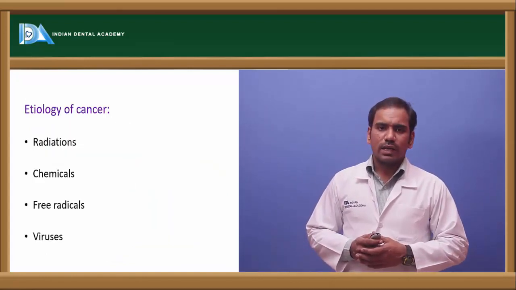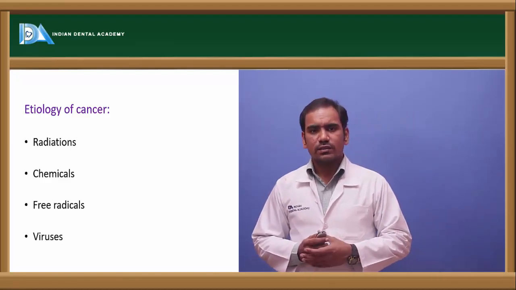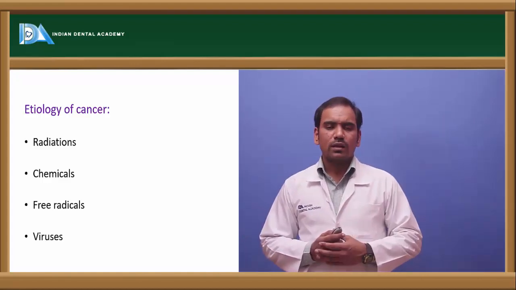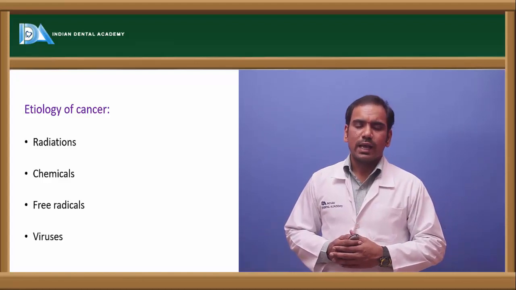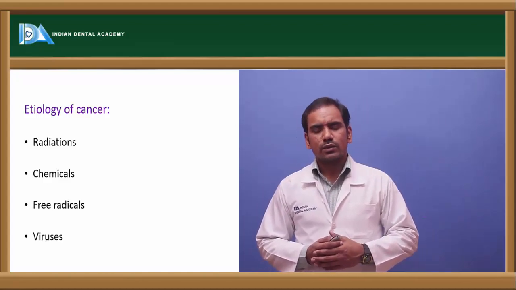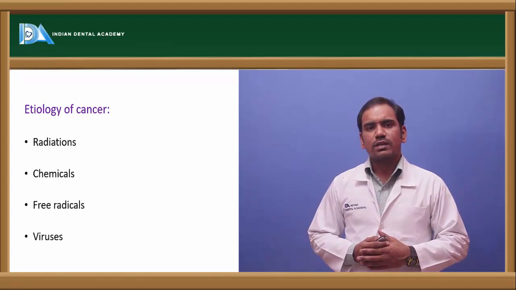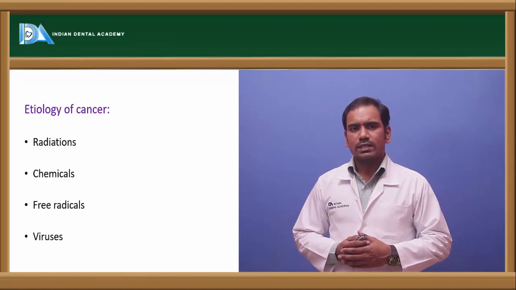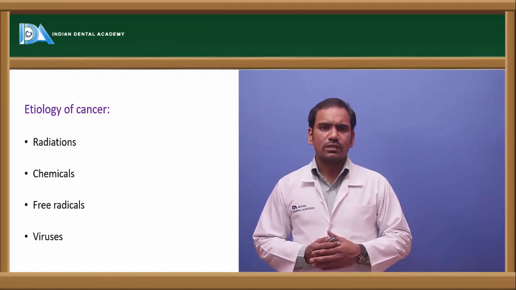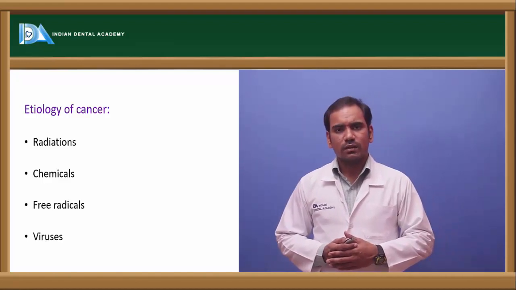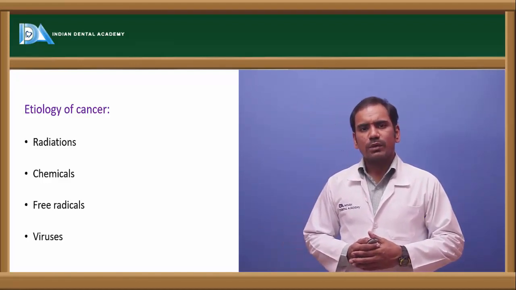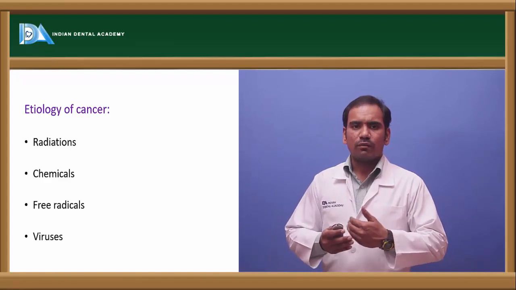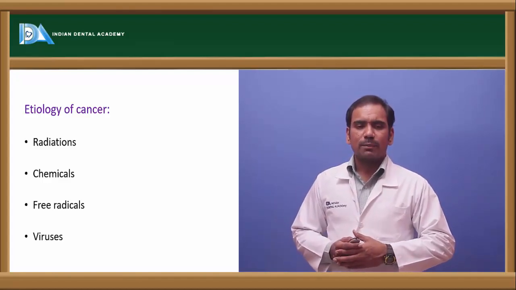So what are the causes of cancer? The etiology of cancer is radiations, chemicals, viruses and free radicals. These are the main agents responsible for cancer. Radiations like gamma rays, UV rays and X-rays, exposure to these rays leads to cancer. They are the physical agents. Coming to chemical agents, there are various types of chemicals like dimethylbenzanthracene, azo dyes and aflatoxins. These chemicals are capable of causing cancer, so they are called chemical carcinogens.